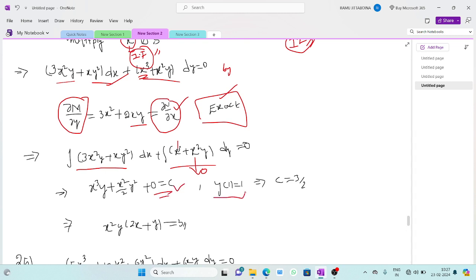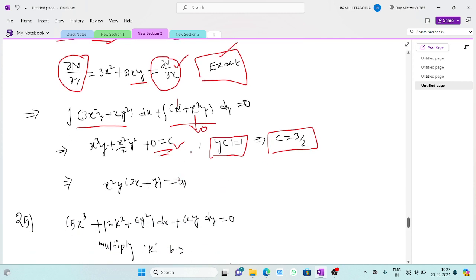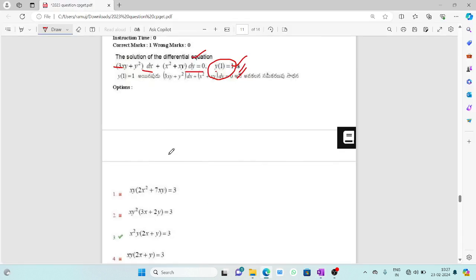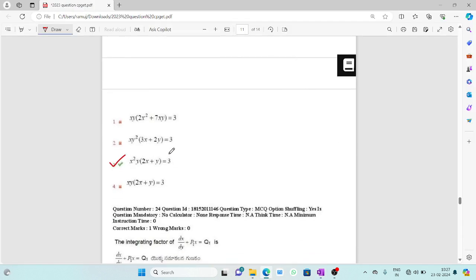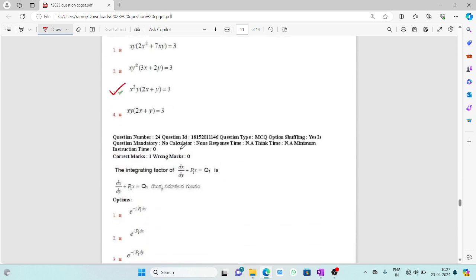After that, he already provided a boundary condition. If you apply that one, you will get the c value as 3/2. If you substitute the c value and simplify, you will get the solution this way. So this is the solution for the given differential equation. The third option is the correct one for question 23.